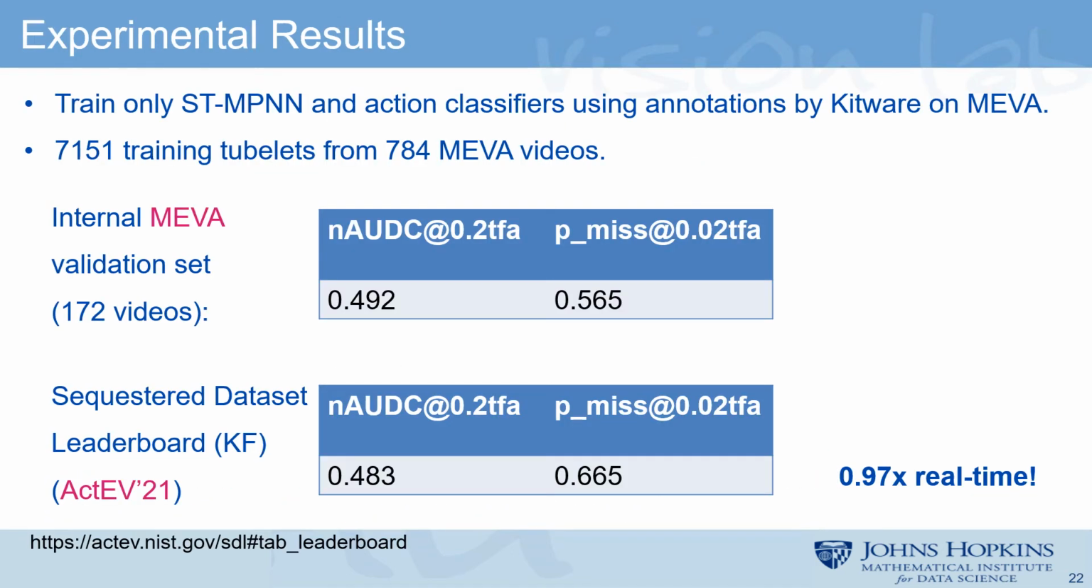For our experiments, we train only the ST-MPNN and action classifiers given actor-level annotations of 784 videos from the MEVA dataset. We then evaluate the model on our internal MEVA validation set and the external sequestered dataset leaderboard. Metrics are related to the probability of missing a detection at various time-based false alarm rates, so lower metrics indicate a better performance. Our system exploits parallel processing to analyze videos in 0.97 real time and results in around 48% AUDC at 0.2 TFA.